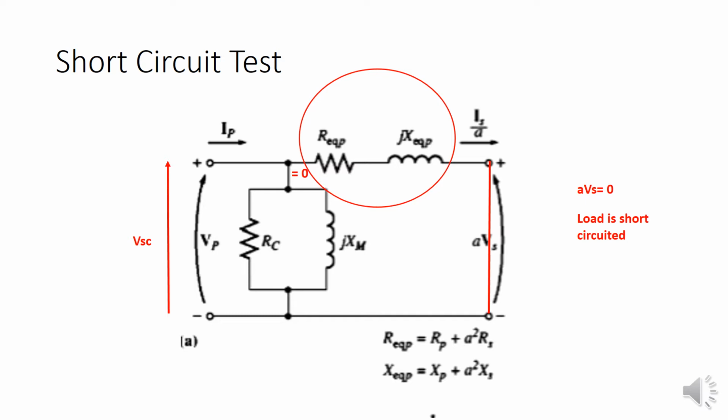So in here what is happening is since the load is short circuited, most of the current will flow through Req and Xeq, because if we refer to Rc and Xm values, they are quite high. Therefore we are short circuiting the output as well. Because of that, there will be a very small amount of current going through Rc and Xm. Therefore, we can assume that the current going through Rc and Xm, which is the excitation branch, is very small. So the total current will go through Req and Xeq, right? So therefore, using short circuit test, we can determine Req and Xeq.